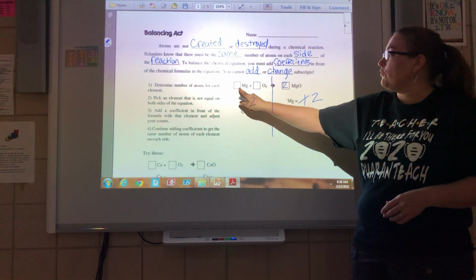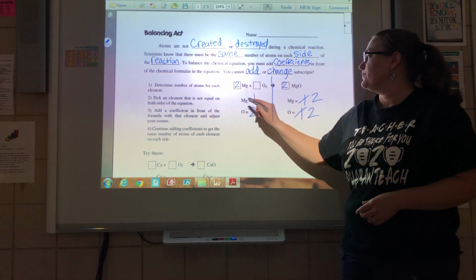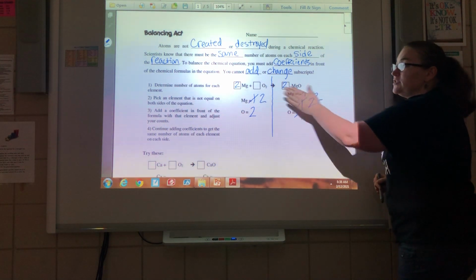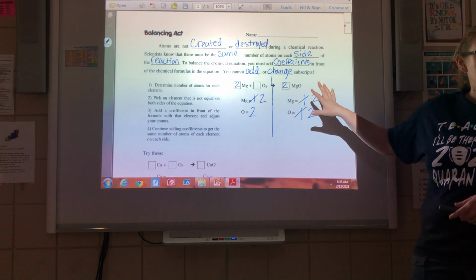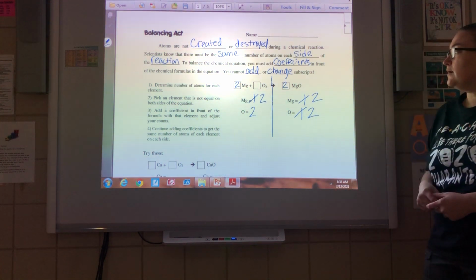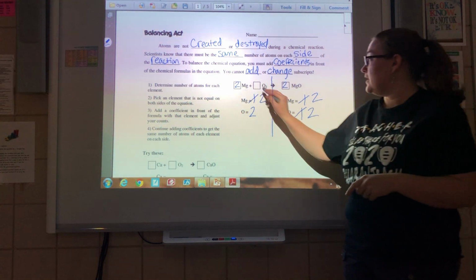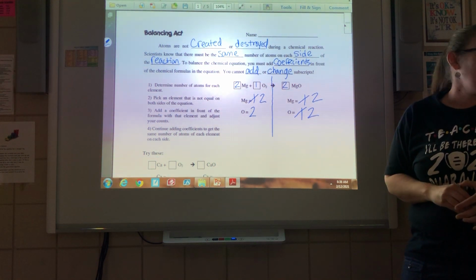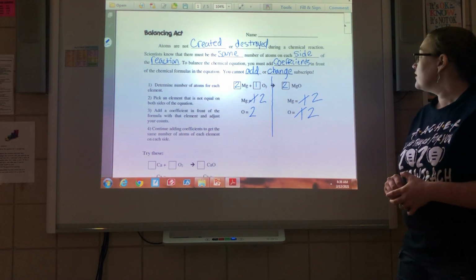How do I fix magnesium here? What can I put in front of this to give me 2 magnesium? 2. I put a 2. And that changes my magnesium count to 2. So down here, you're just tallying up how many of each element you have. Am I balanced? Yes, because my magnesiums are equal and my oxygens are equal. Well, I still have an empty box. What goes in that box? I can put a 1, and if it makes you feel better to put a 1, you go right ahead. But I don't have to put anything, because you don't have to write the coefficient 1. Okay? All right, let's go to the next one.